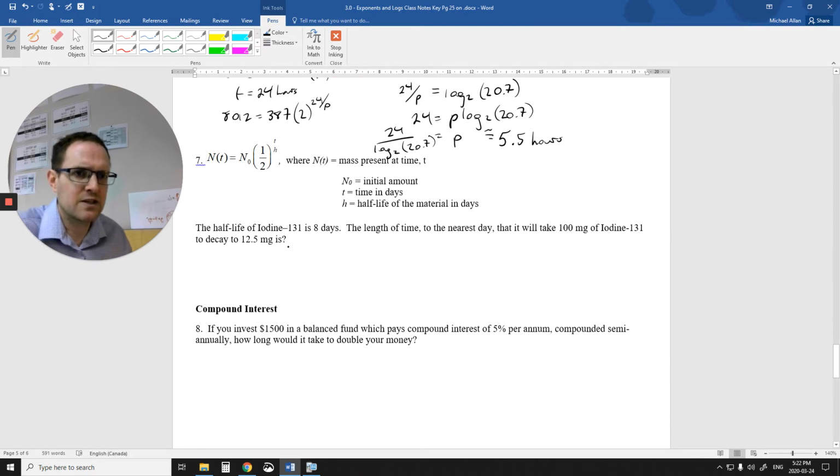Just kind of the same kind of question here. They're giving us the equation to start off with. It's telling us this is the half-life equation. H is the half-life of the materials. That could be like your P value. Everything's the same as some of the previous ones. And we're just asking for the length of time to the nearest day that it will take 100 grams to decay to this amount. So we started off with 100 grams, milligrams technically. We wanted to know how long it takes to become 12.5 milligrams.